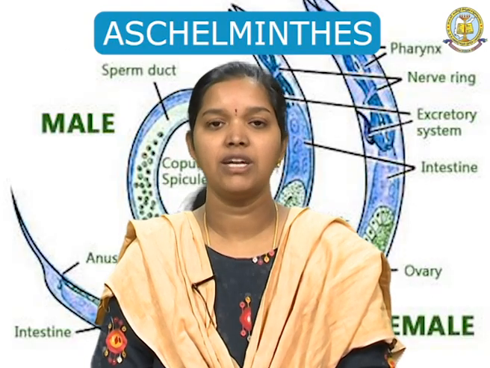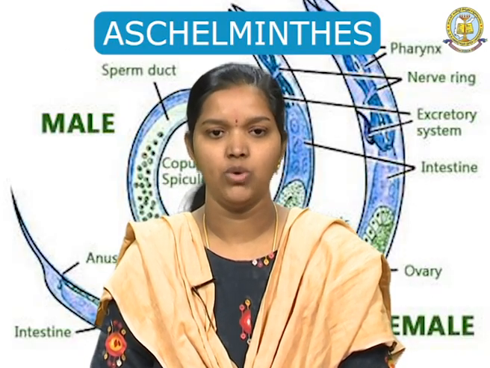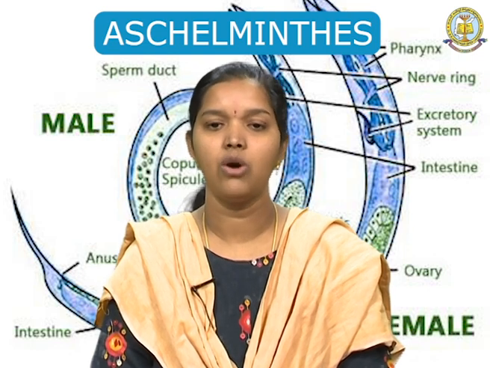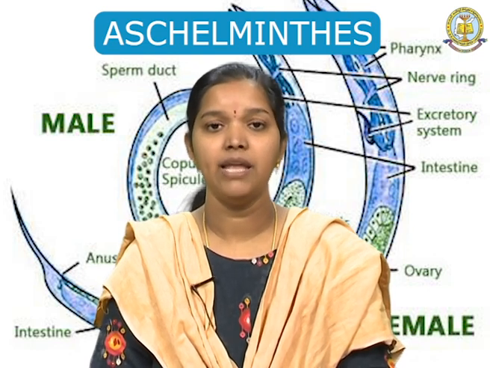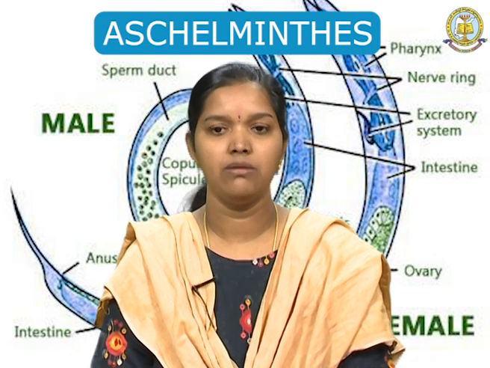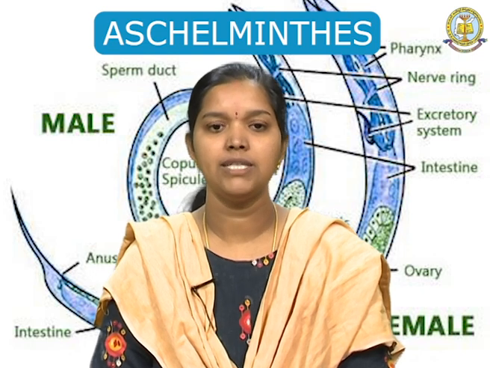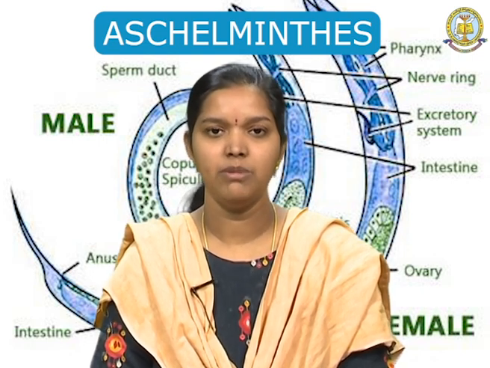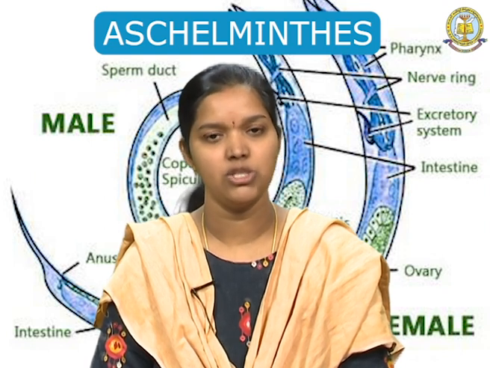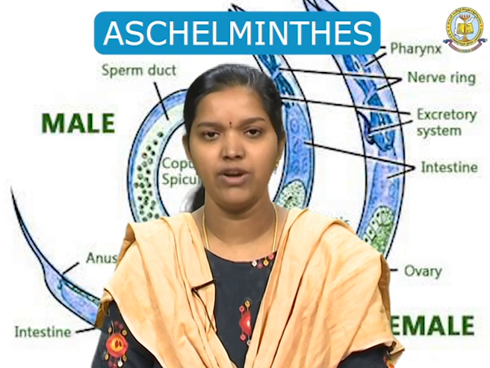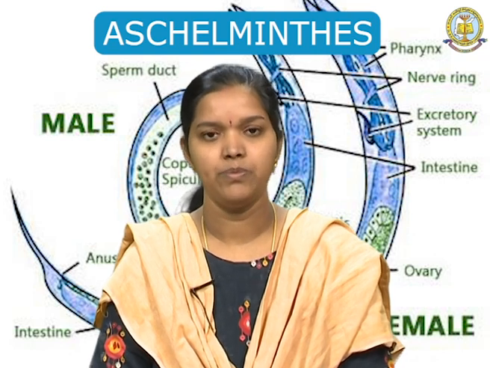So, here the class 1 is Nematoda. Nematodes are popularly known as roundworms. They are again bilateral symmetry, that means they can be divided into 2 equal halves, triploblastic pseudocoelomate metazoans. That means they have 3 germ layers, ectoderm, endoderm and mesoderm, and they are pseudocoelomates. That means they do not have any true coelom.